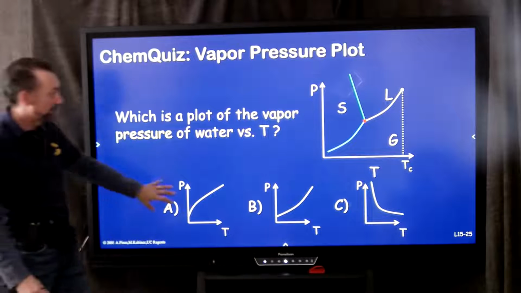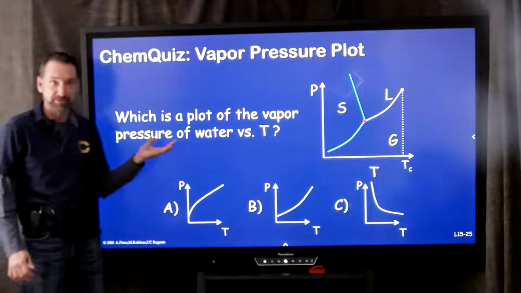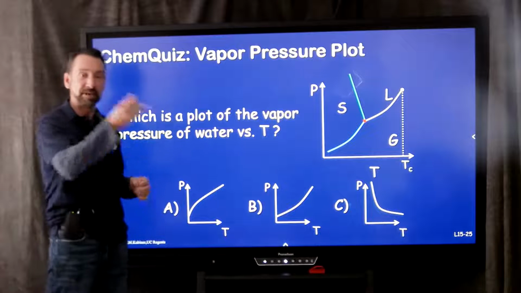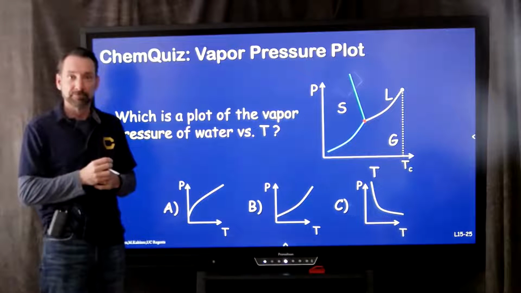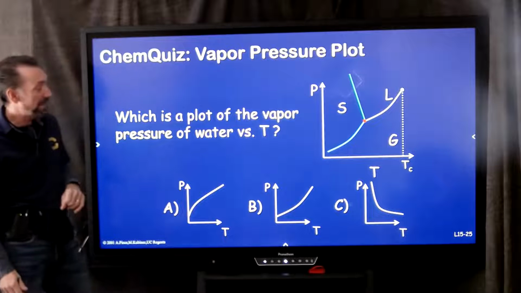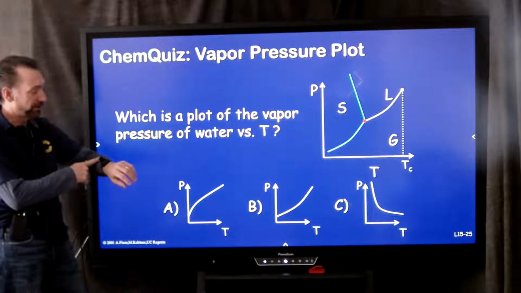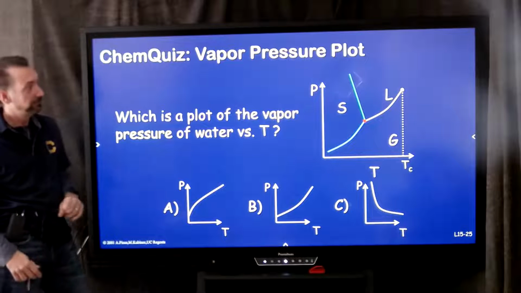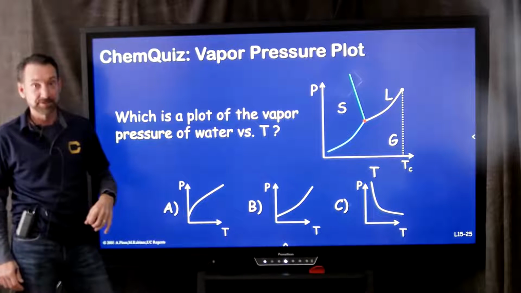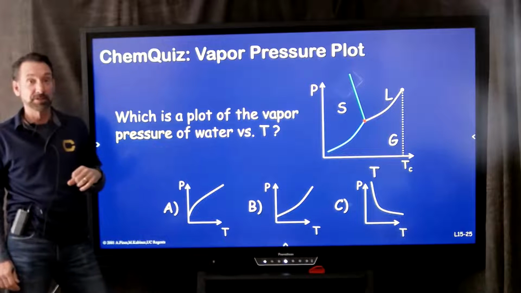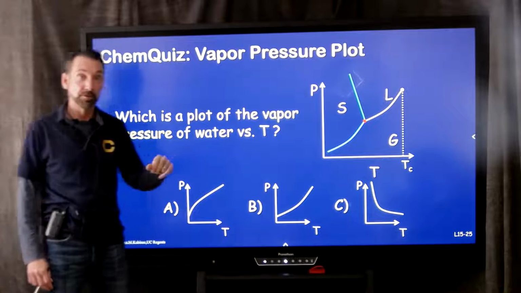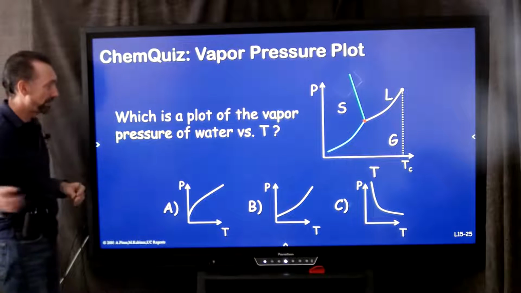So here's another one where we're trying to determine what's going on. Vapor pressure. So vapor pressure is the equilibrium pressure between the liquid phase and the gas phase. So those are the pressures where things are in equilibrium. So which of these plots is a plot of the vapor pressure of water? This is the water phase diagram. So now I'm staying in pressure temperature space, but I'm thinking about the equilibrium between liquid and gas, the various vapor pressures of water at different temperatures. So think about that.